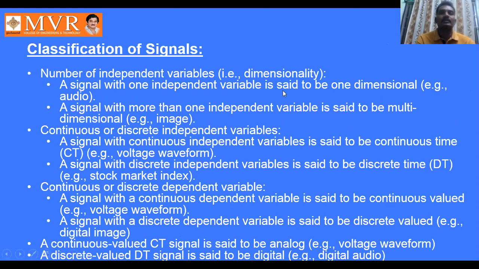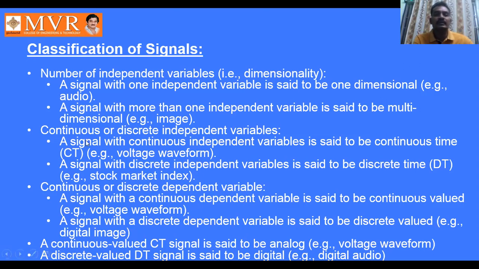For example, an audio signal is a one-dimensional signal. A signal with more than one independent variable is said to be multi-dimensional. More than one independent variable means f of x, y, z, or x, y, z, p, etc. If we take an example of a multi-dimensional signal, that is an image.